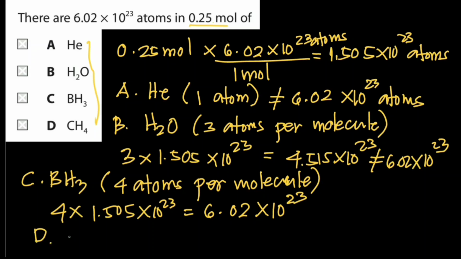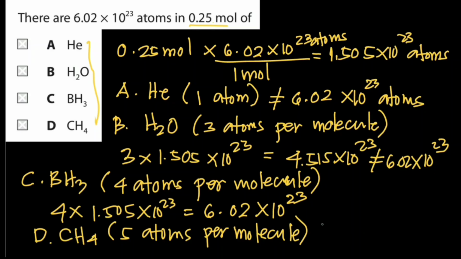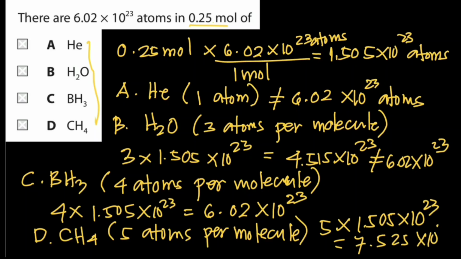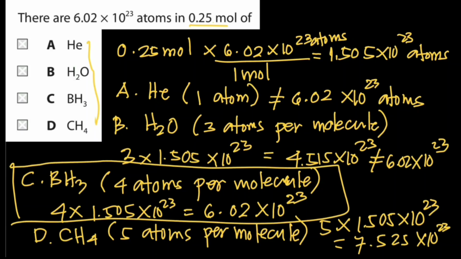And for letter D, CH4, this has 5 atoms per CH4 molecule. So that means we multiply this by 5. Okay, and this would give us 7.525 times 10 to the 23rd. So among the element and compounds given, only BH3 is equal to 6.02 times 10 to the 23rd. So the answer here is letter C.